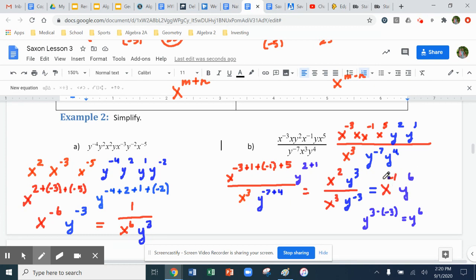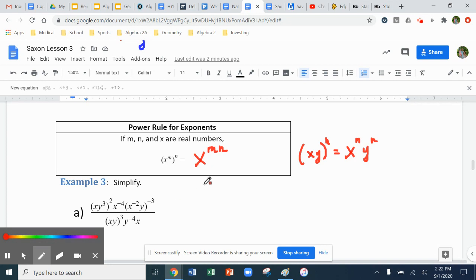And since my x is raised to a negative power, that's going to go into the denominator. So my final result then, I'm going to have a y to the 6th up in my numerator over x to the first power. And there would be my final result. So we do have a lot of steps for that problem, but as we work through each of those rules, we will get our final result, y to the sixth over x to the first.